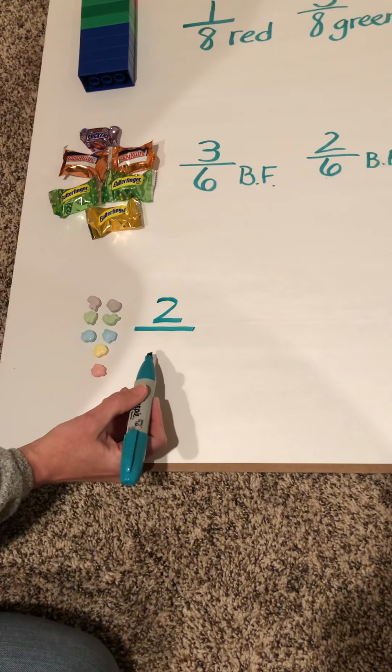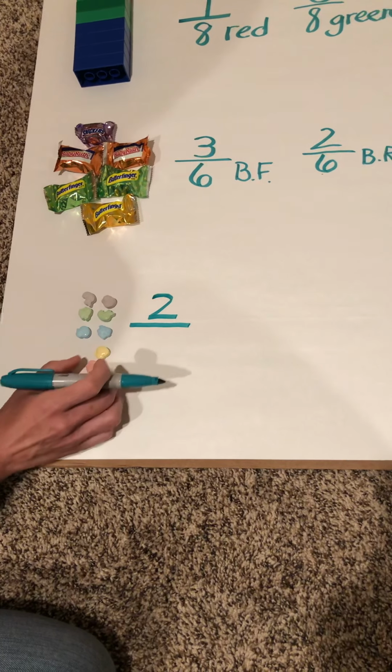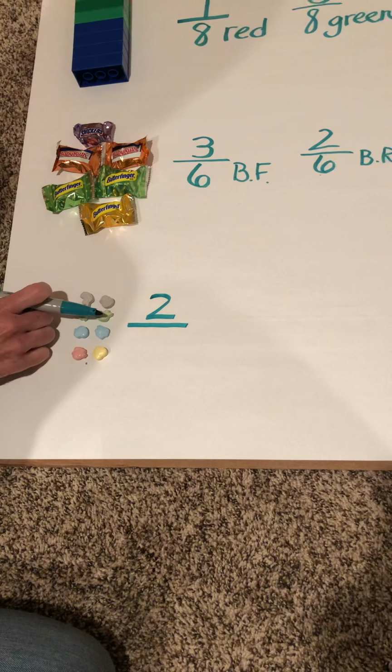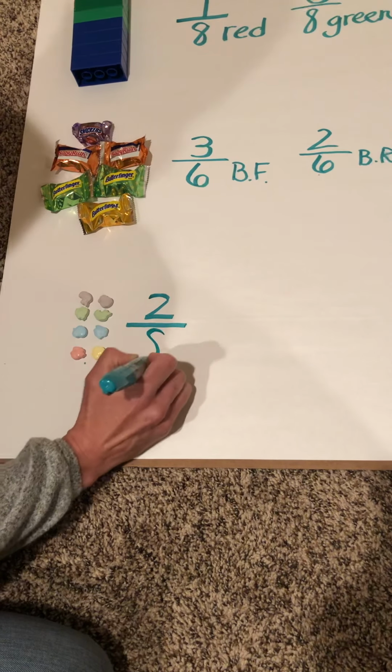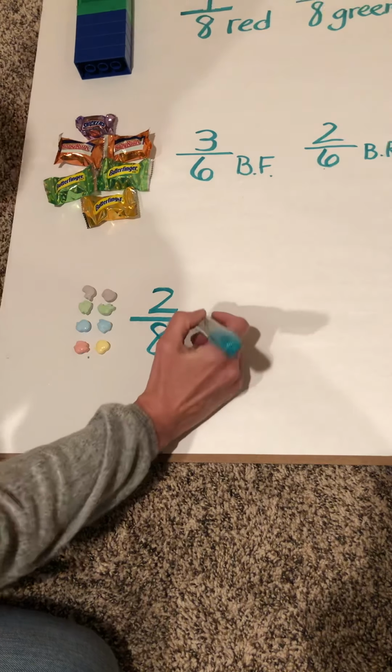And the denominator, remember, means total, so we have to count it all up. I'm going to set this up so that we can count by 2s. We've got 2, 4, 6, 8. So 2/8 of my candy set are purple.